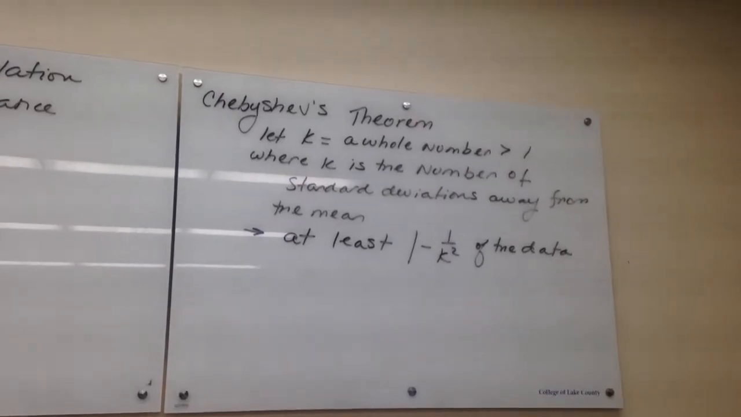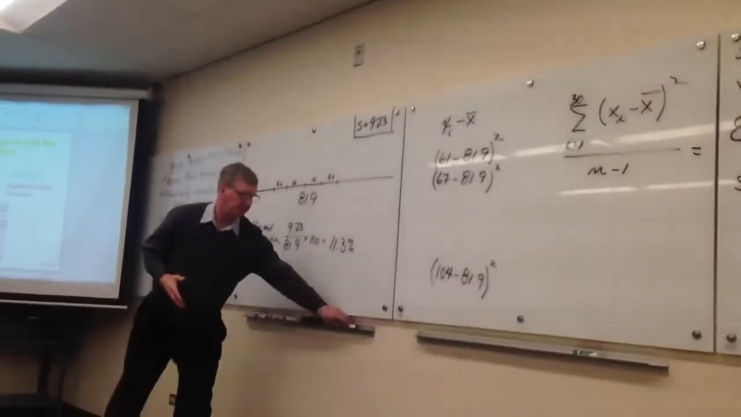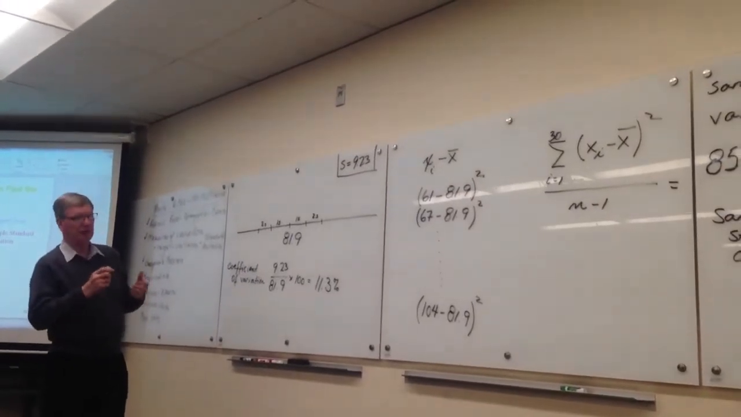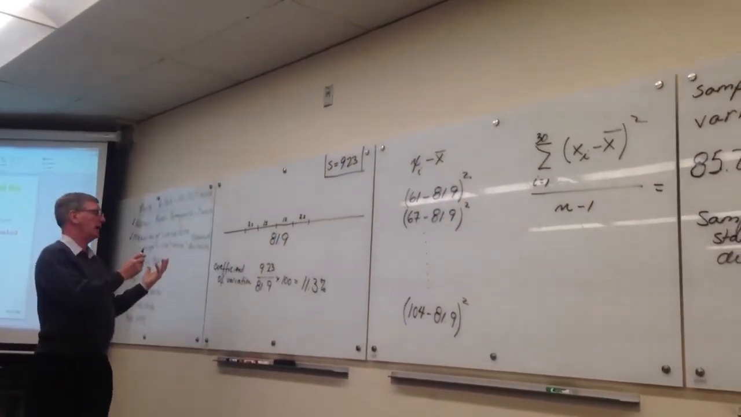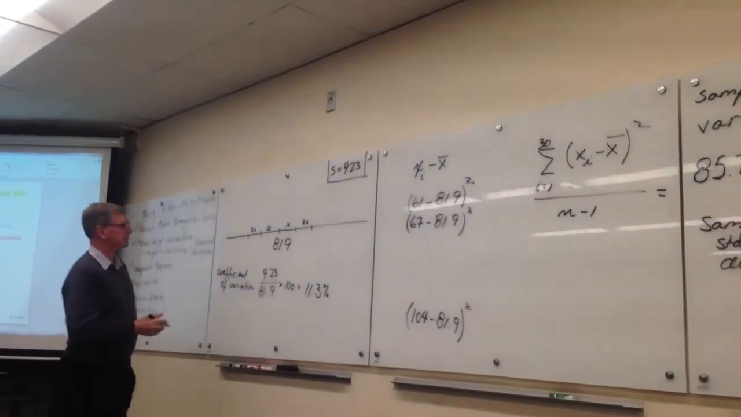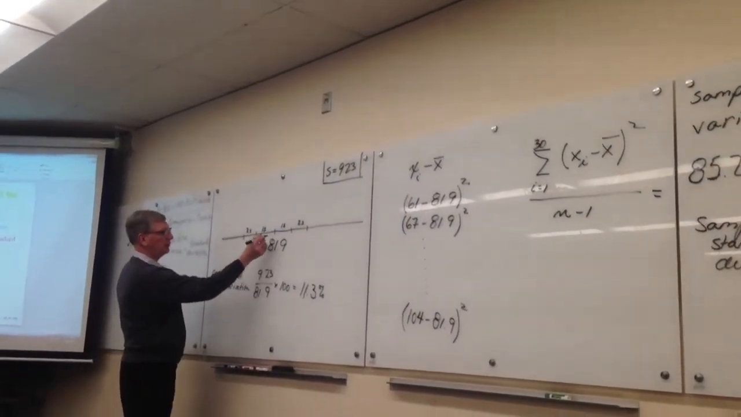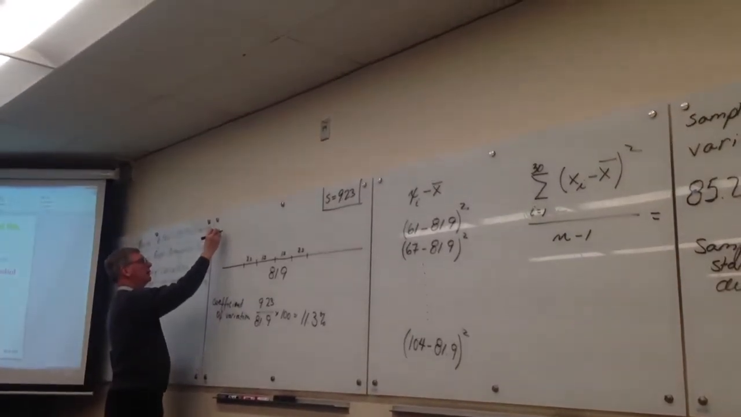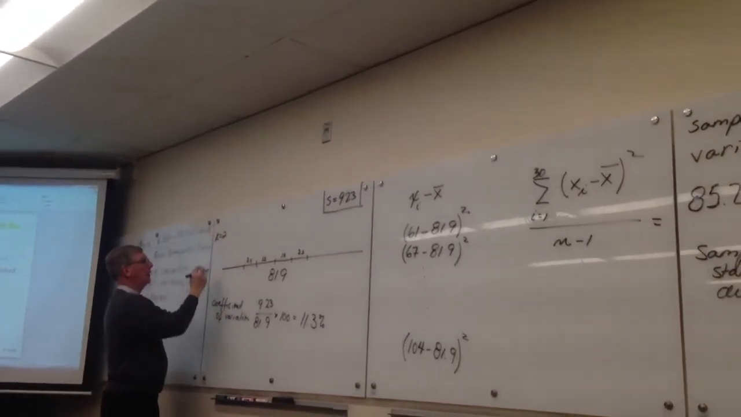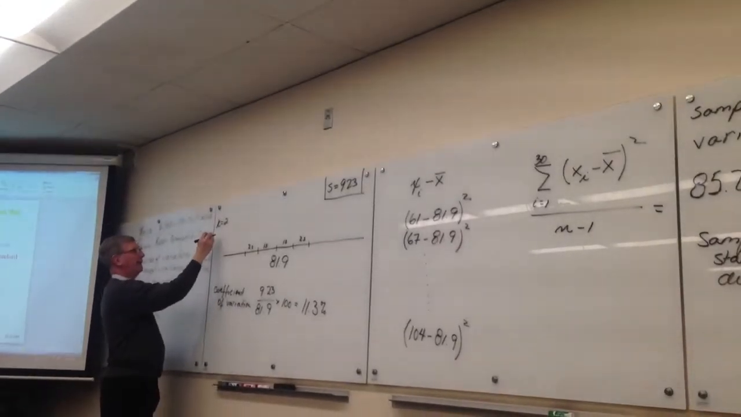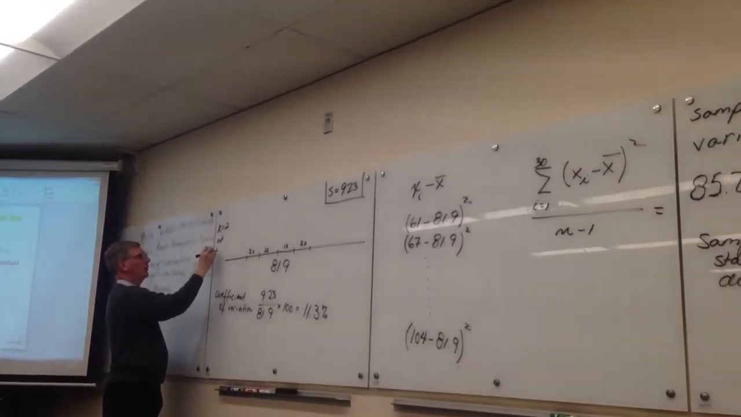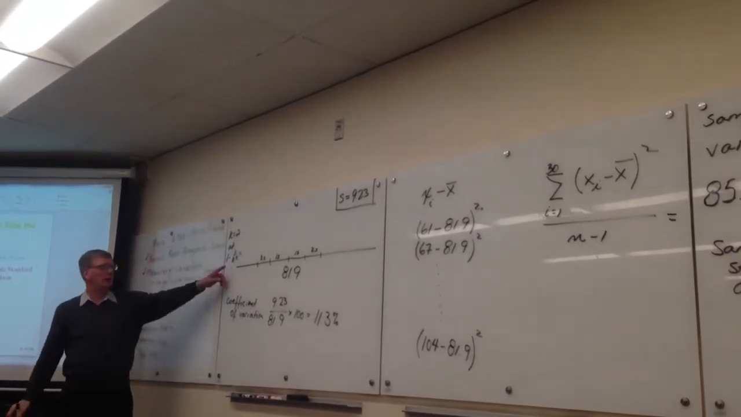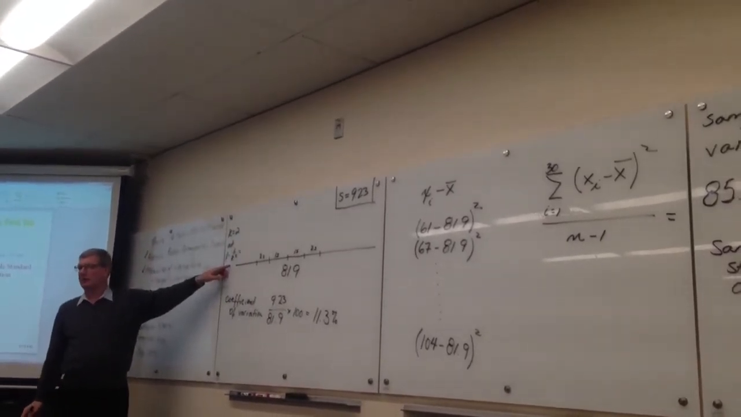So we're going to let K equal 2. K is the number of standard deviations. I'm going to go from the left and from the right of the mean. So if I go 2 standard deviations, okay, K equals 2, he's saying that I should have at least 1 minus 1 over K squared of the data. Well, what's 1 minus 1 over K squared if K is 2?